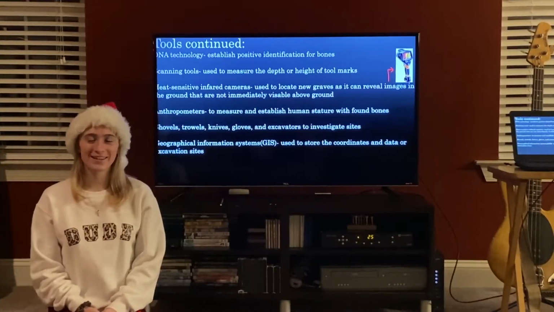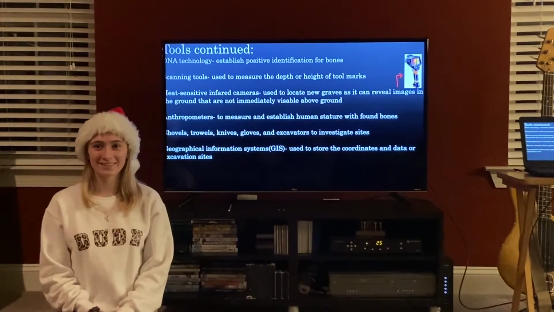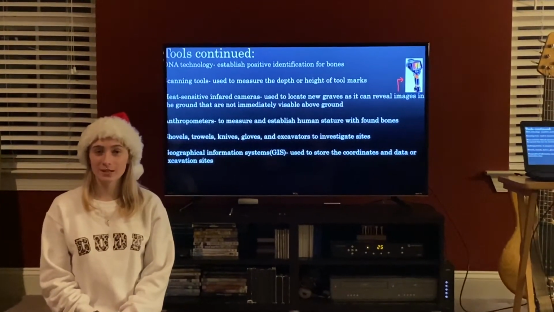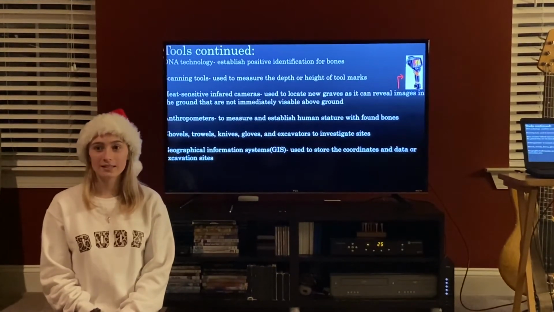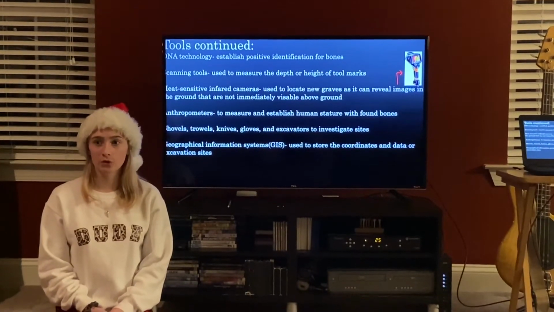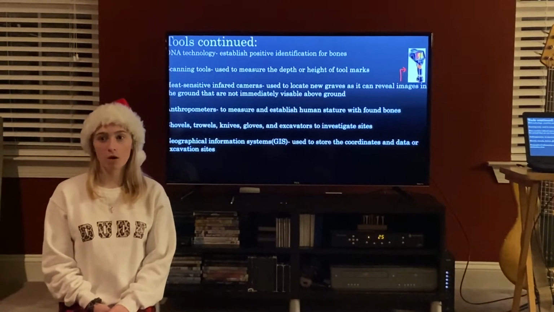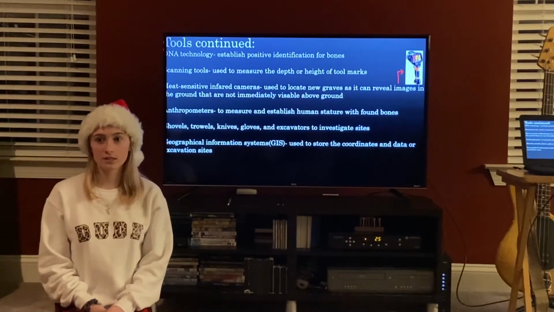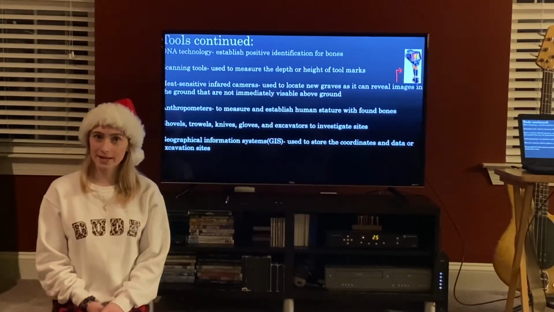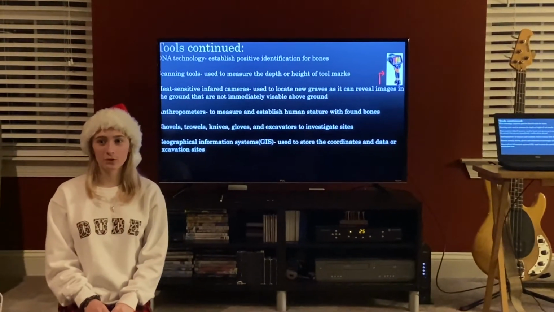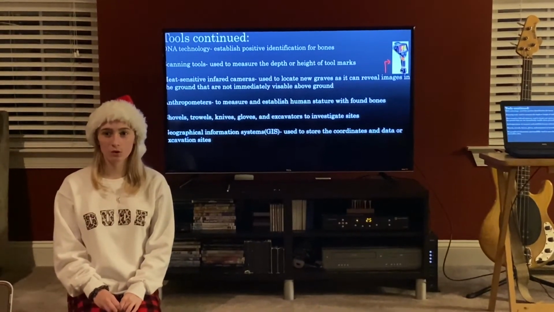Tools, Part 3. Some other tools include DNA technology, scanning tools to measure depth/height of tool marks, heat-sensitive infrared cameras for below-the-ground visibility, anthropometers, shovels, trowels, knives, gloves, and excavators to investigate sites, and geographical information systems used to store coordinates and data.